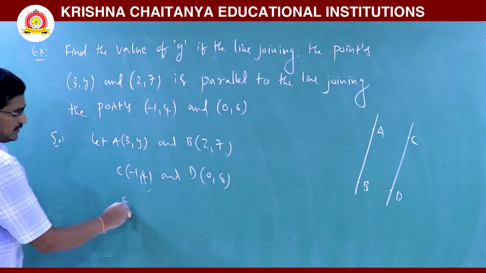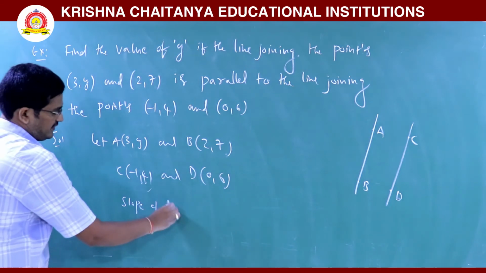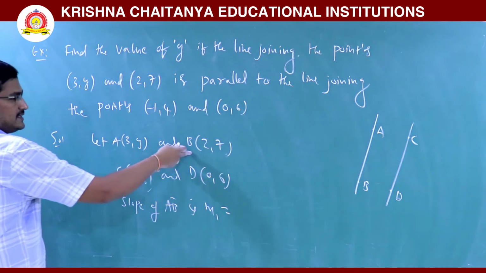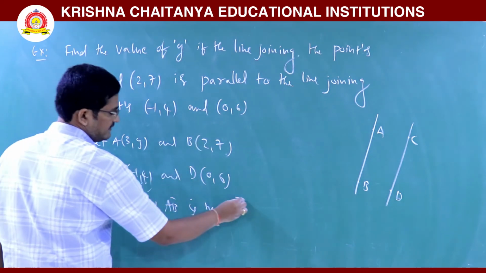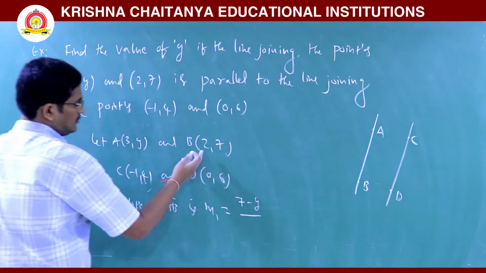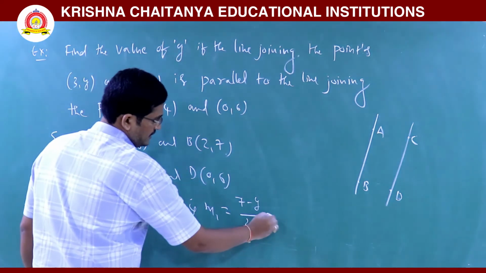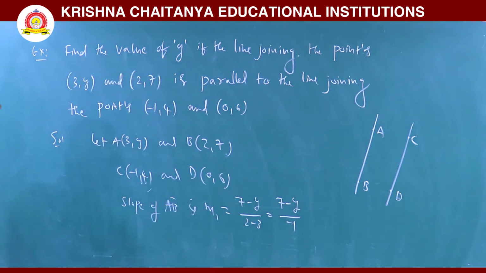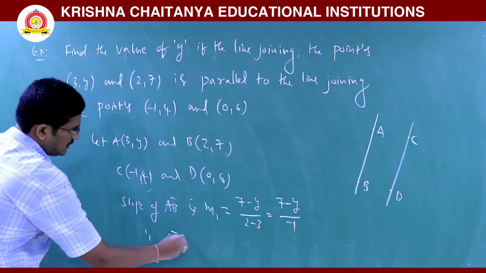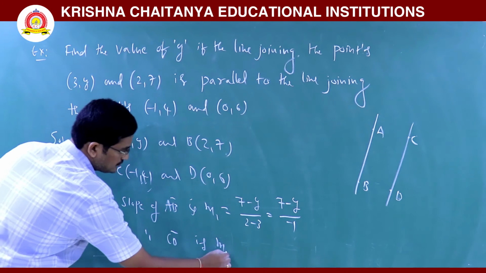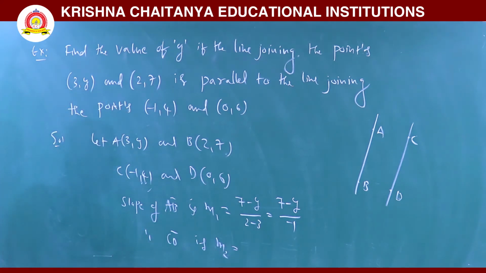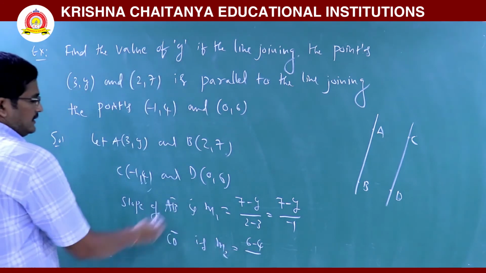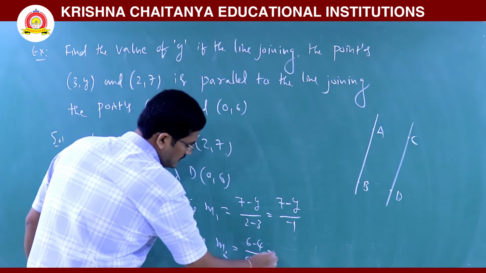So slope of AB bar is m1, I am taking. A is this one, B is this one. y2 minus y1 by x2 minus x1: 7 minus y by 2 minus 3. So 7 minus y by minus 1. That is the slope of AB bar. What is the slope of CD bar? Slope of CD bar is m2. 6 minus 4 by 0 minus minus 1, that is 0 plus 1. 2 by 1.